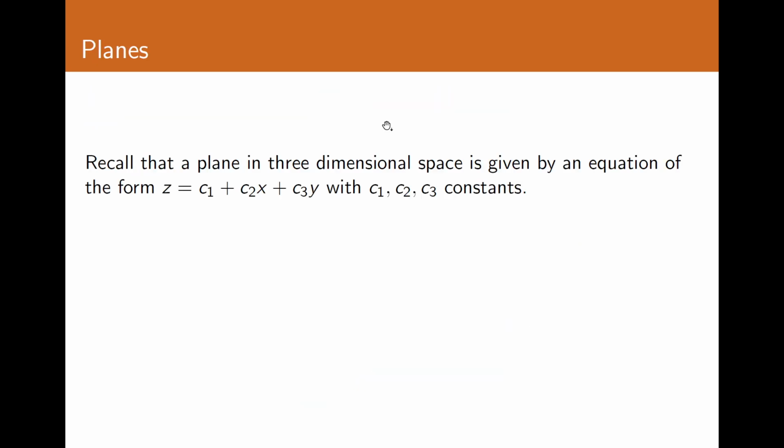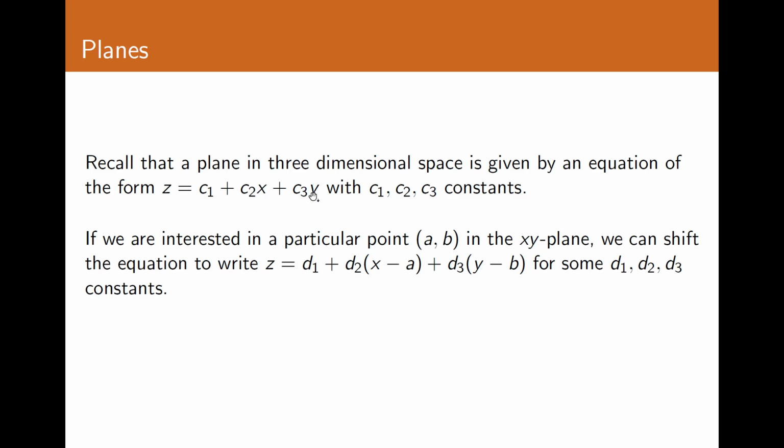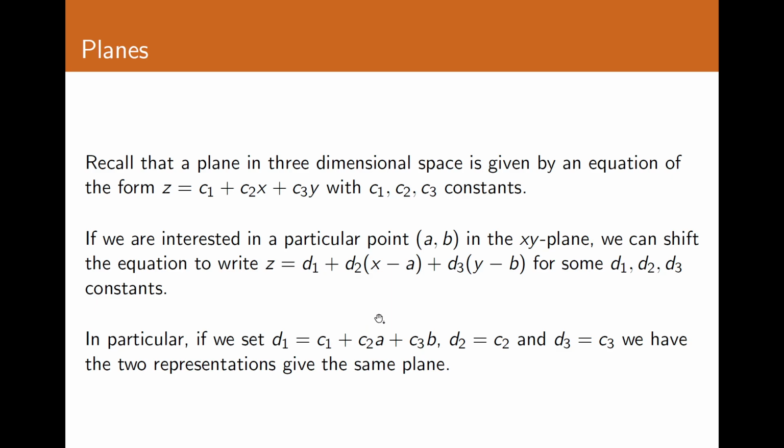For the plane, we might want to do the same thing. Rather than just having this form with an x and y, we might want to isolate the a and the b and write our plane in this form instead. And we can always write a plane in this form. To check this, just take d1 to be c1 plus c2 a plus c3 b, d2 to be c2, and d3 to be c3, and they give the same thing. You can check that by plugging in, but the main point is that we can represent our planes in this form for any a and b. So we can shift how the function is defined to make sure we're focusing on what's happening at the point (a, b).